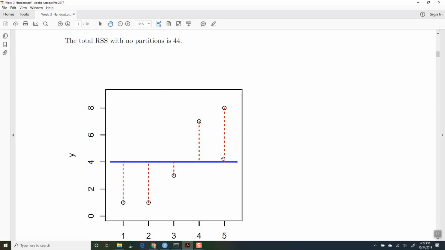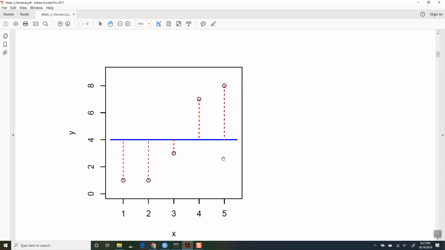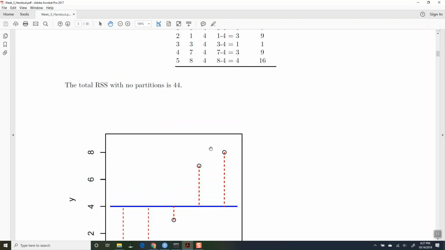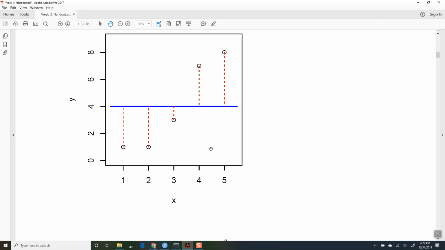And we're going to say, all right, what split? I'm going to consider all possible splits. So I have 4 possible splits. I can split at 1.5, I can split at 2.5, 3.5, and 4.5. Okay, so I'm going to consider all 4 possible splits, and we're going to look at how the RSS is improved when I consider each of these splits.